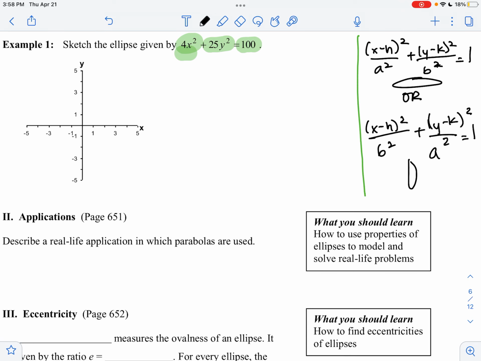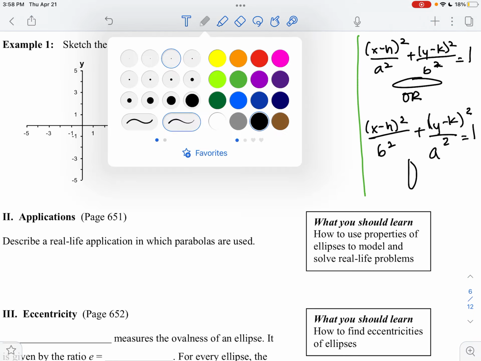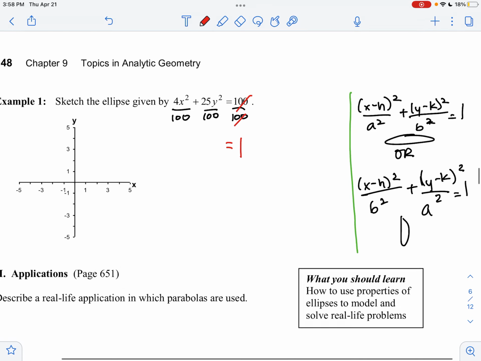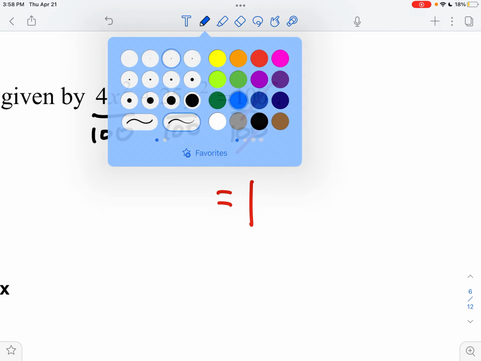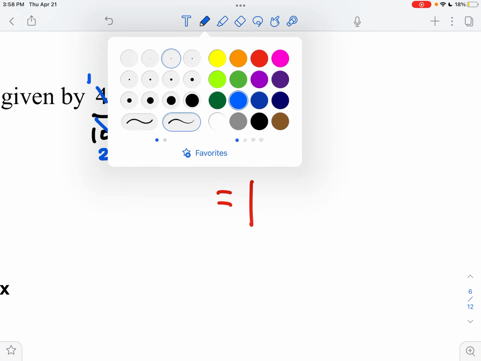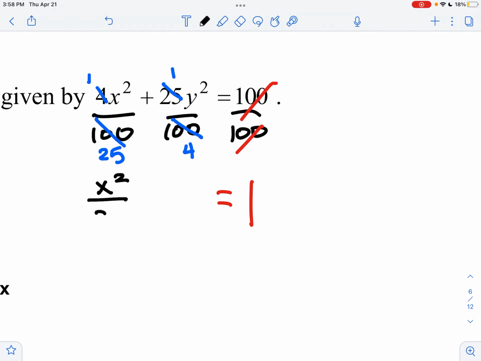Let's see which one this is. First of all, I see here there is no 1. It's a 100. So I need to make that 100 into a 1. So we're going to divide everything by 100 to get that 1 that we need. So we know 100 divided by 100 is 1. 4 and 100 can reduce. So if we want to reduce that, 4 and 100 can both be divided by 4. So I get a 1 and a 25. And then 25 and 100 can reduce by 25. So we end up with 1 and 4. So I'm going to rewrite this as x squared over 25 plus y squared over 4.